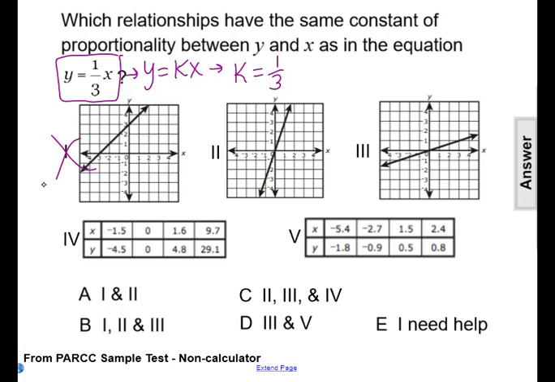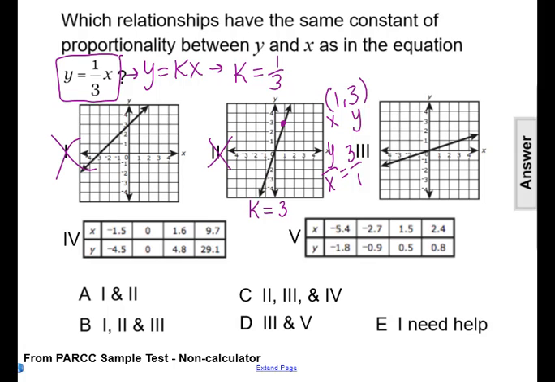Graph number 2 is passing through the origin. So now we can randomly pick one of the ordered pairs on the graph. Let's say this one. So we have 1, 3. That gives an x value of 1 and a y value of 3. So the ratio of y over x is 3/1. So for graph number 2, the constant of proportionality is 3, not 1/3, so it's not the same. Graph number 2 does not have that same constant of proportionality.